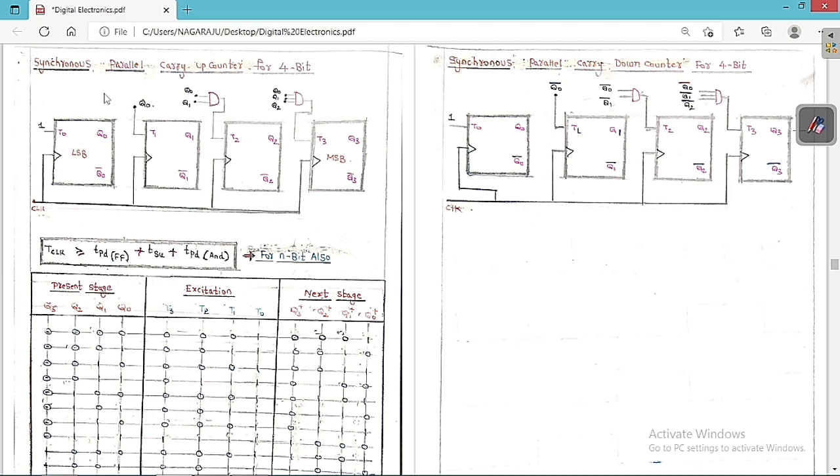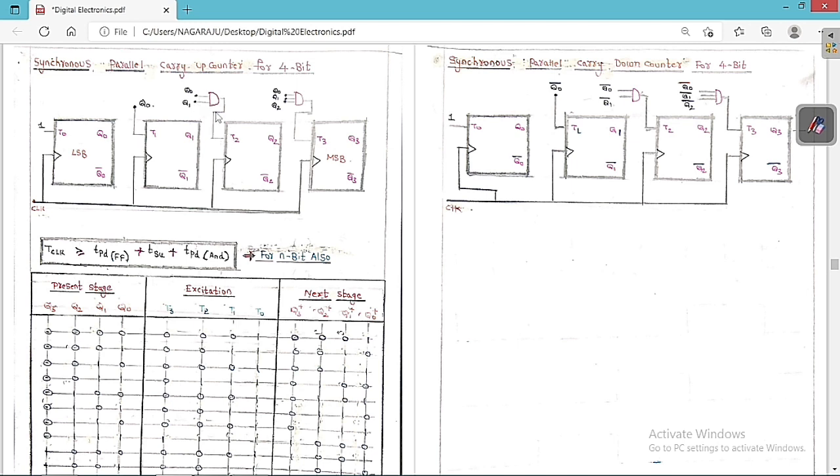Now we discuss another circuit. This is called the synchronous parallel carry up counter for 4 bit. As you can see clearly here, synchronous means all the flip-flops share the same clock, so all are going to trigger at the same instant. So this is called synchronous. Whereas parallel means here you can see clearly we are giving input in a parallel fashion, and this is also a carry up counter for 4 bit.